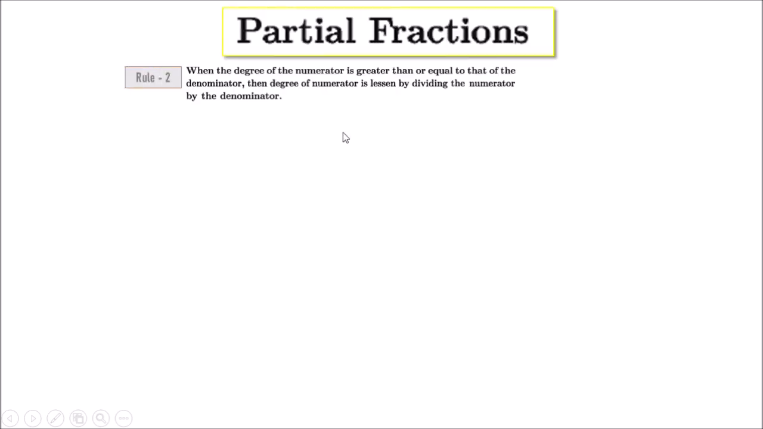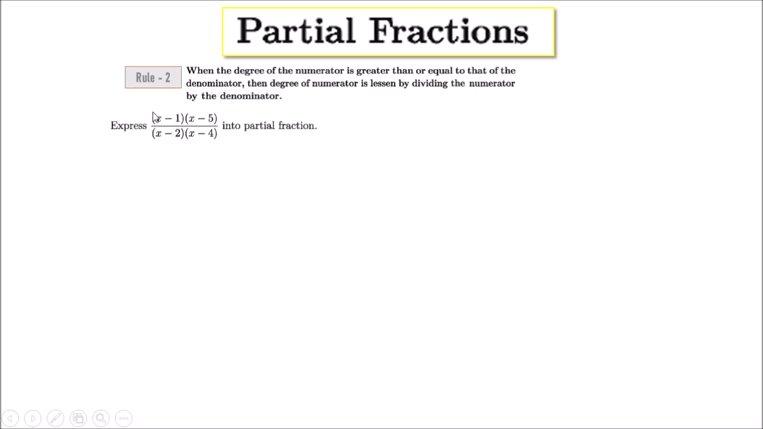Now rule number 2: when the degree of the numerator is greater than the denominator or equal to that of the denominator. That means, look at what is in the denominator and what is in the numerator. In the previous one, the denominator is bigger. Here the denominator is smaller or equal, then the degree of the numerator is lessened by dividing the numerator by the denominator. There is an example, look here.